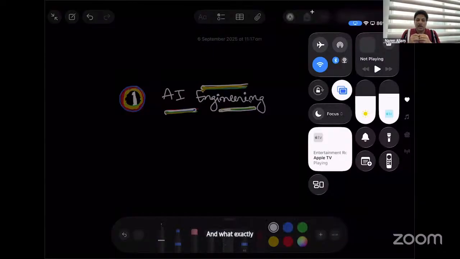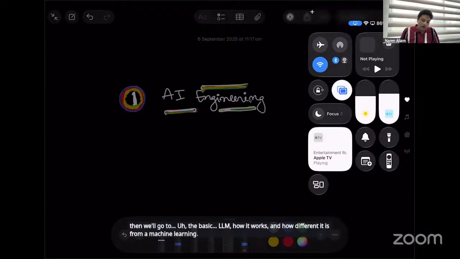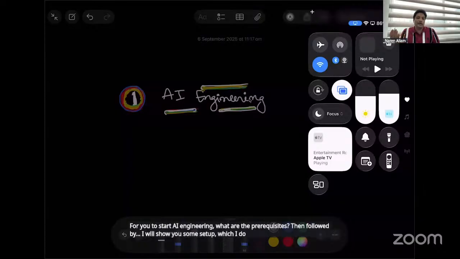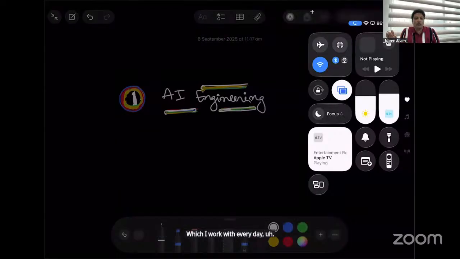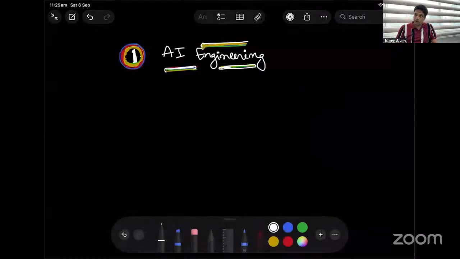And what exactly is this ChatGPT thing? I just want to start with that. Then we'll go to the basic LLM, how it works and how different it is from a machine learning model. Then I'll show you how to do prompt engineering using some local LLMs, and what is required for you to start AI engineering, the prerequisites. Then I will show you the setup I work with every day, how I generate code, how I don't type the code. Okay, this is what I'm going to show you. So let me share my screen once again. I think you are able to see my screen, right?